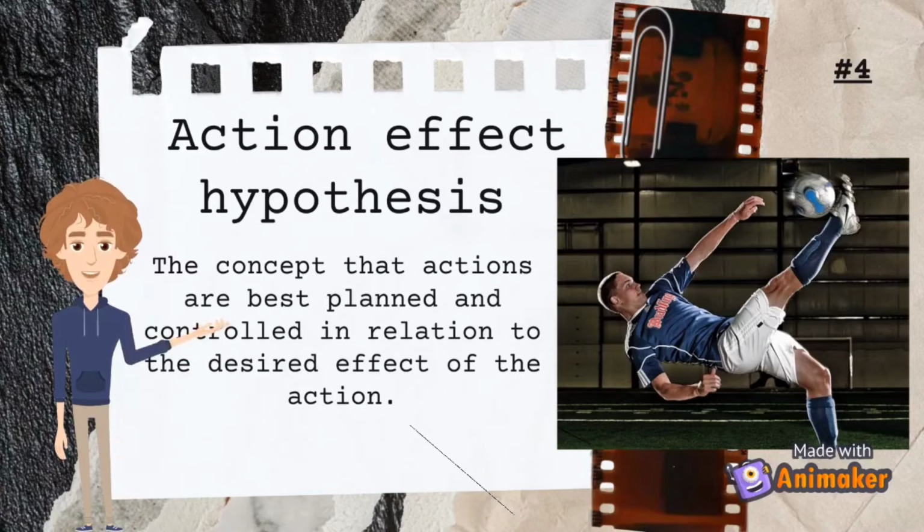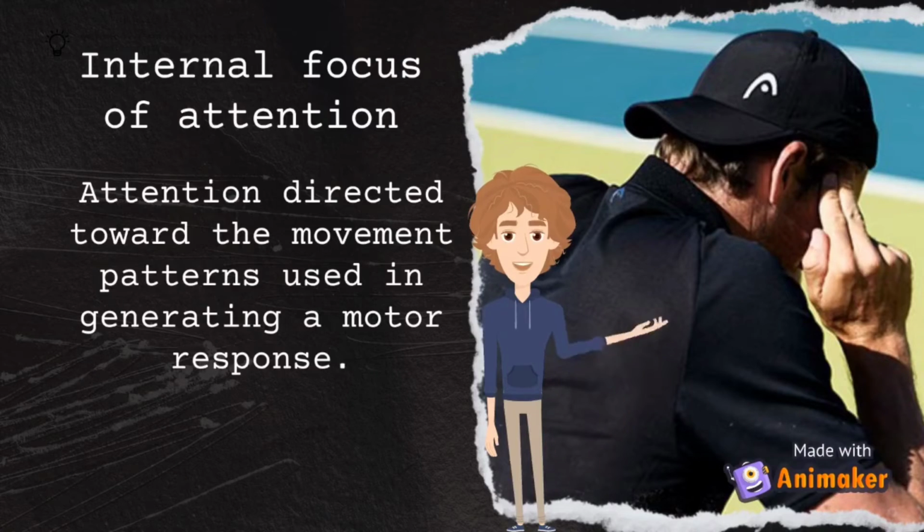According to Prinz, because action and perception share a common domain and are directly linked, actions are best planned and controlled in relation to their perceptual consequences. Put most simply, internal focus of attention: attention directed toward the movement patterns used in generating a motor response.